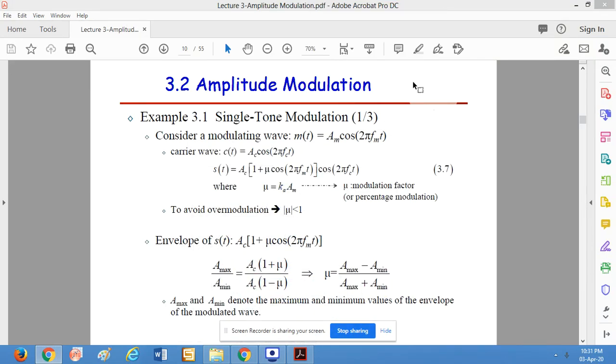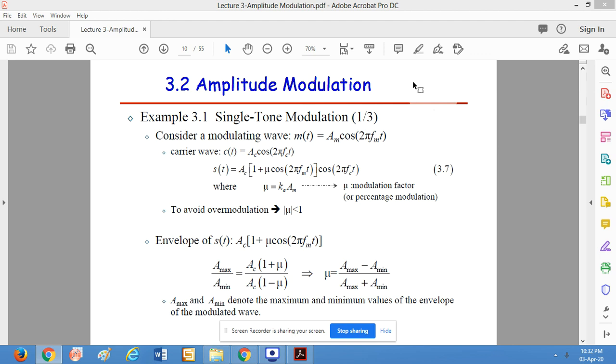Up till now, we have studied the amplitude modulations in part 1 of amplitude modulation. We have taken the amplitude modulation with full carrier. So today we will find out the expression for the modulation factor and so on. So we start with the single tone modulation.